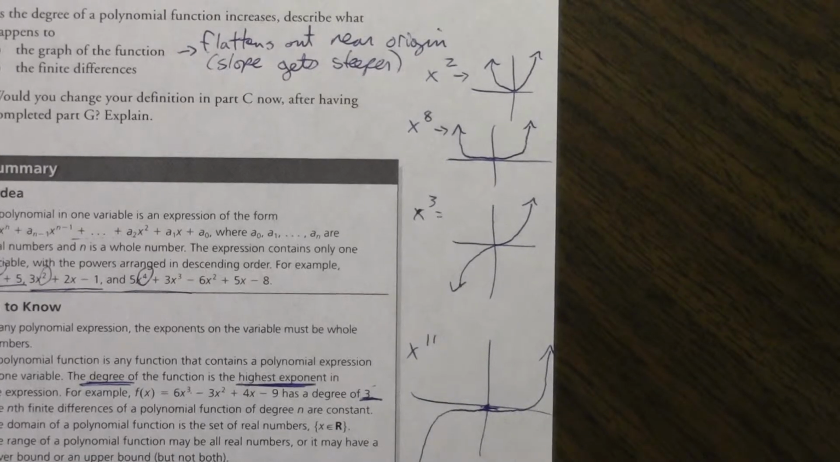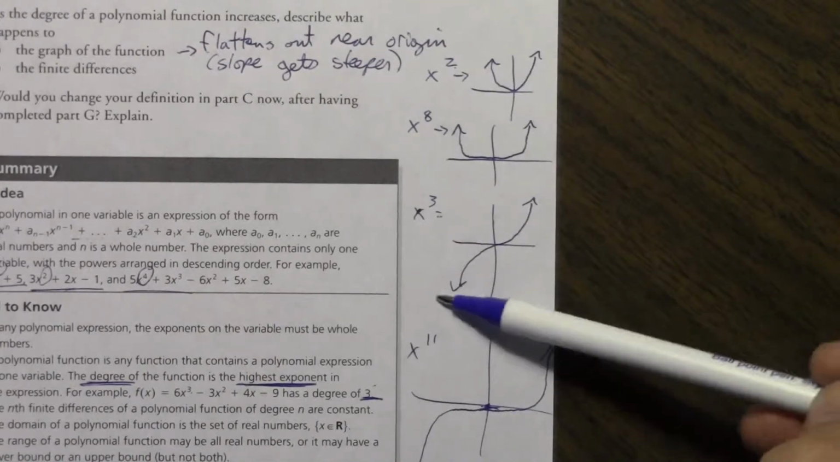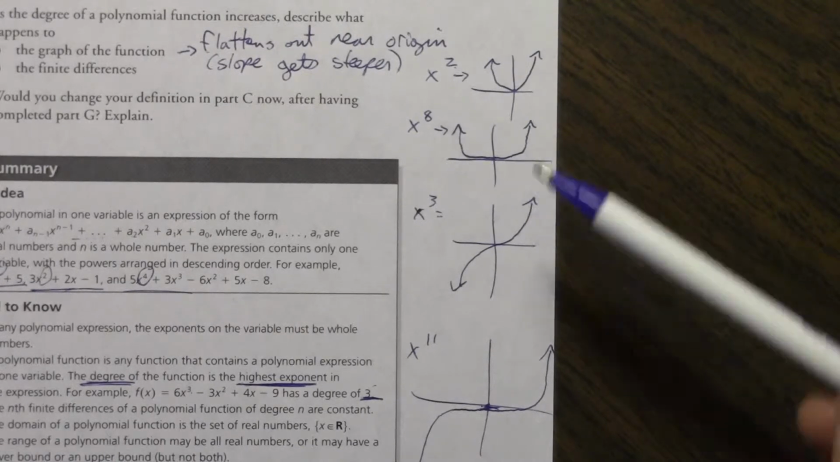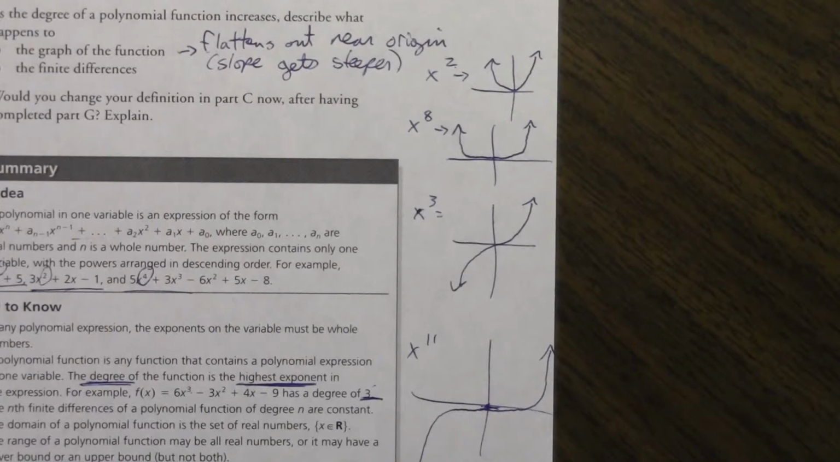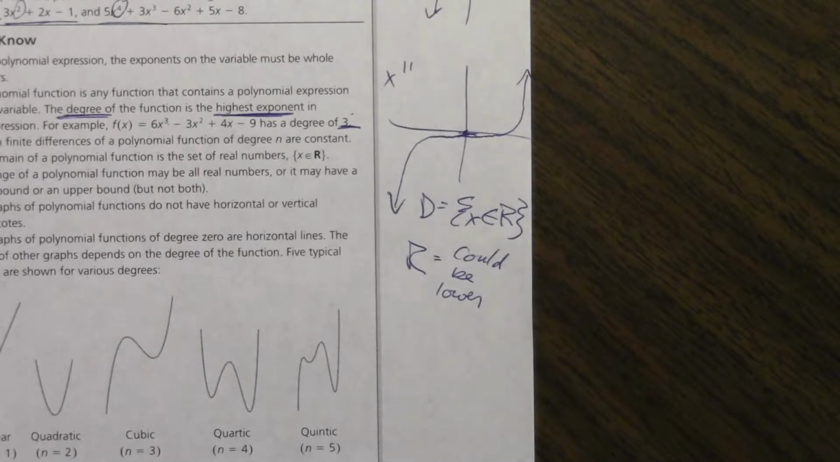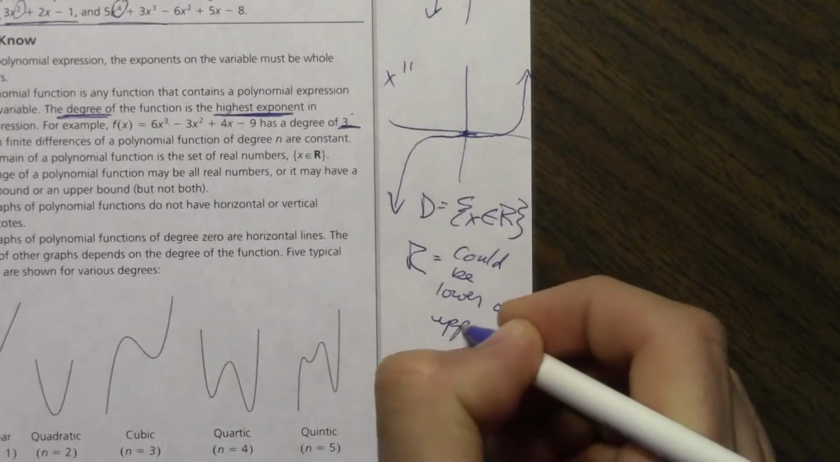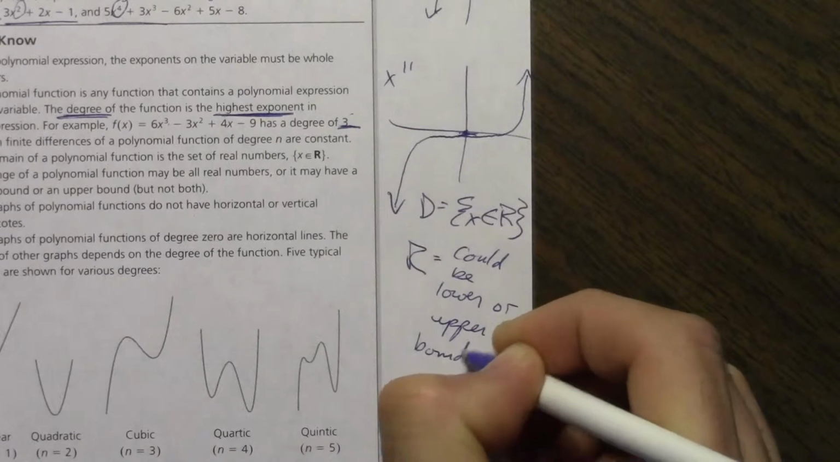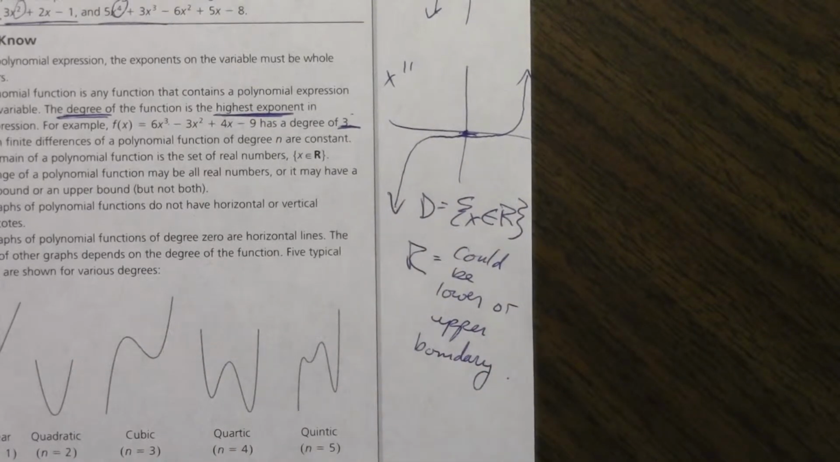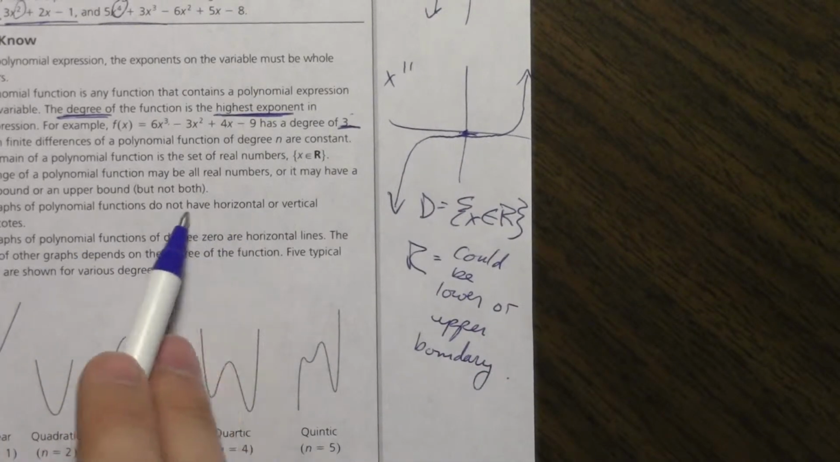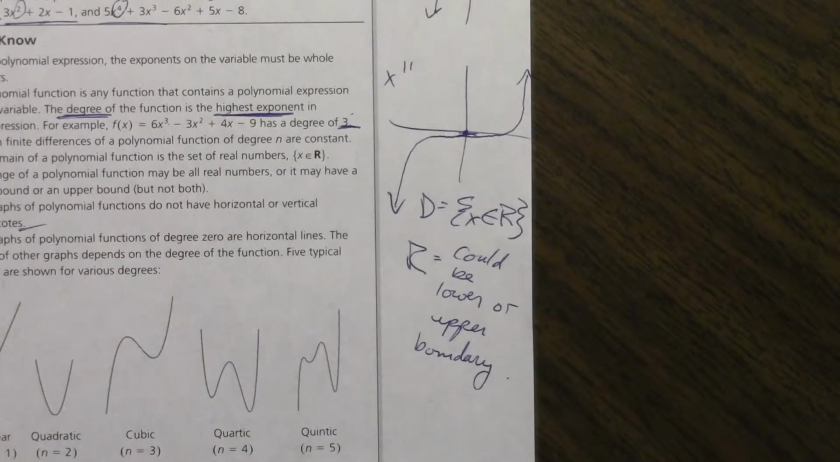The range now could vary. For odd polynomial functions, it's y is an element of the reals, but for even, there could be a lower or upper boundary. Okay? The graphs of polynomial functions do not have horizontal or vertical asymptotes, so they don't have any asymptotes.